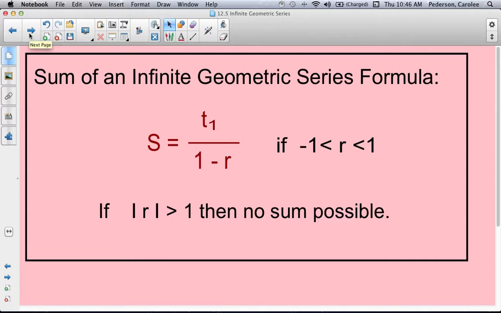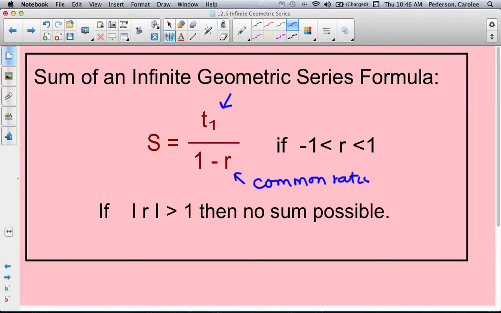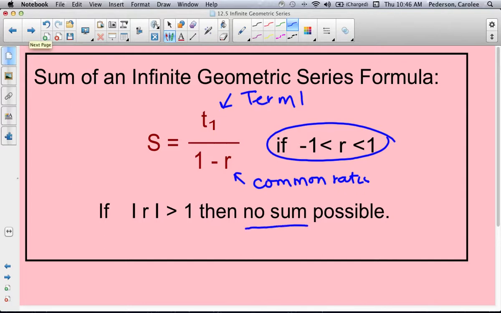The formula is t sub 1, which is the first term in your sequence or series. R represents the common ratio. So this is your common ratio, and this is your term 1. Be careful that you have to have a common ratio from -1 to 1. If it is out of that range, then no sum is possible.